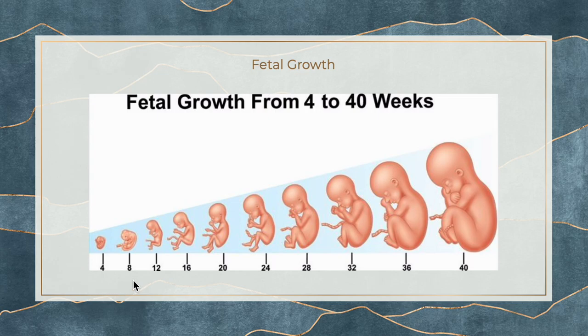So about weeks 9 through 12, so kind of in this period here, the gender or sex of the baby can be determined through blood tests, and facial features will also begin to form.